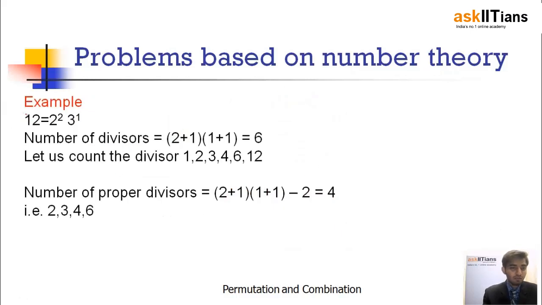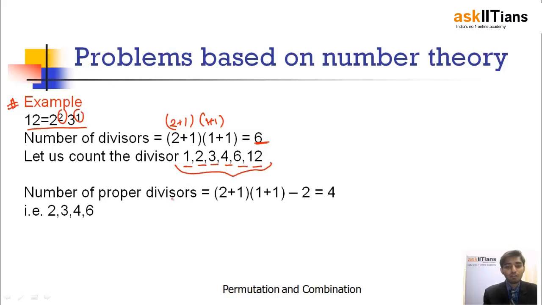Now let us take an example. Suppose I take the number 12, that can be written as 2 power 2 into 3 power 1. So the total number of divisors will be given by 2 plus 1 into 1 plus 1, so that is equal to 6. Now let us count the divisors. The divisors will be 1, 2, 3, 4, 6 and 12. These are the 6 divisors.